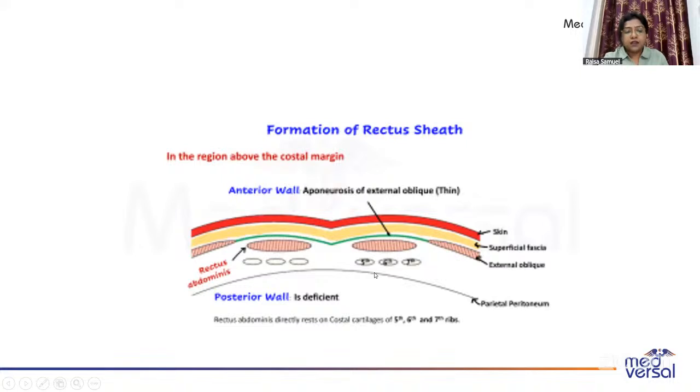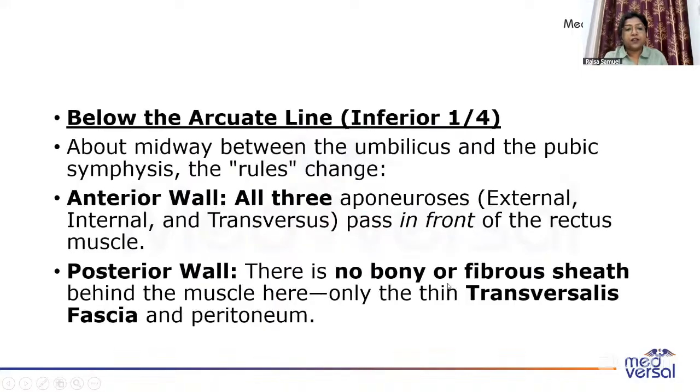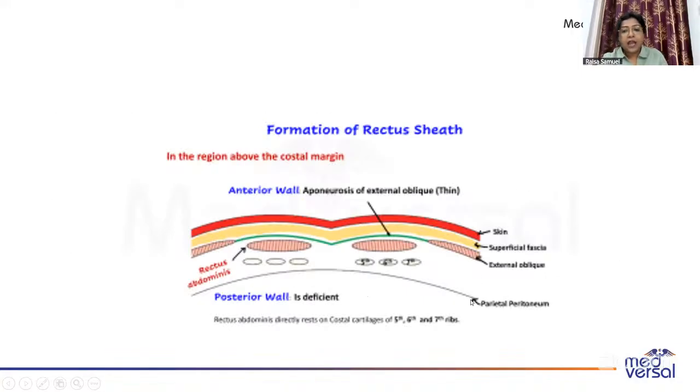So this is below the arcuate line. What happens? Anteriorly, the internal oblique, external oblique, and transversus abdominis cover it. Posteriorly, the wall is deficient of anything. It's only the transversalis fascia and the parietal peritoneum. So you can see that posteriorly it is deficient.